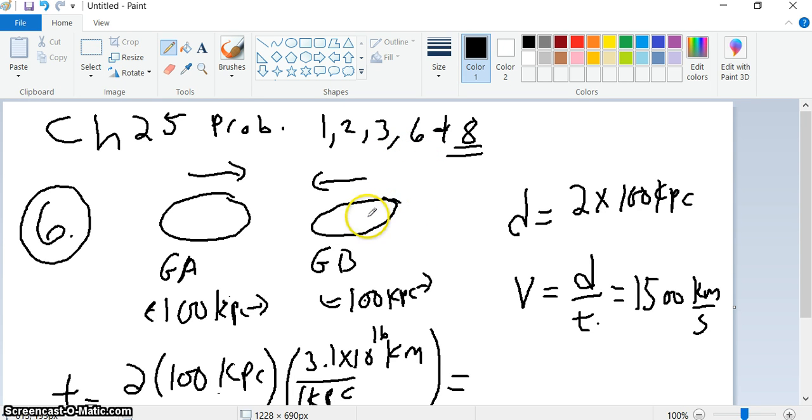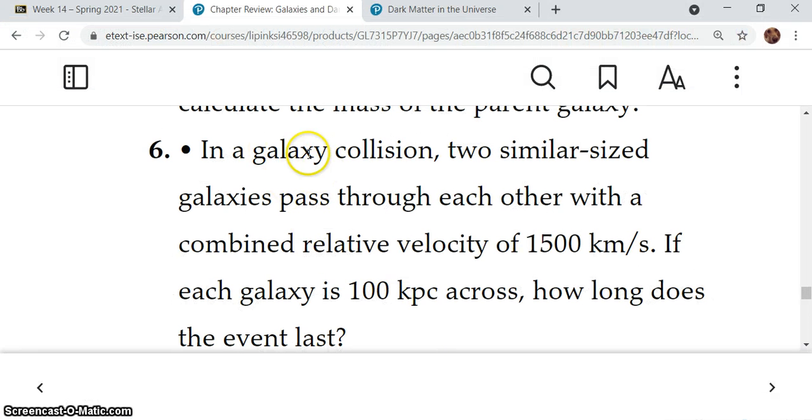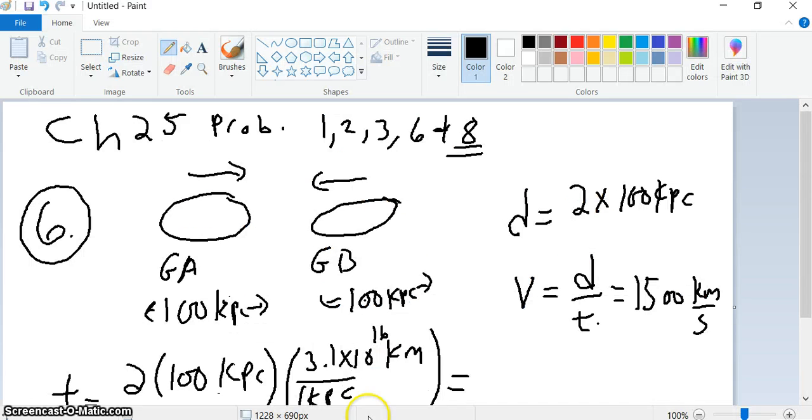All right, so in problem 6 you have two galaxies there. Let's take a look at it. We have a galactic collision taking place. These two similar sized galaxies have a combined velocity of 1,500 kilometers per second, and if each galaxy is 100 kiloparsecs across, how long does it take these two things to undergo their galactic collision?